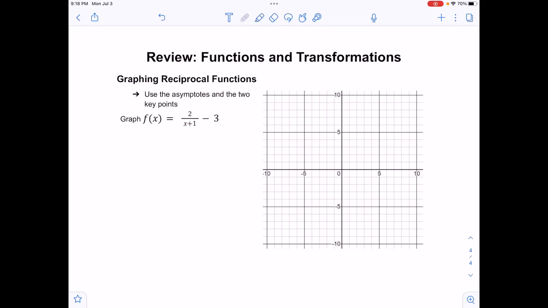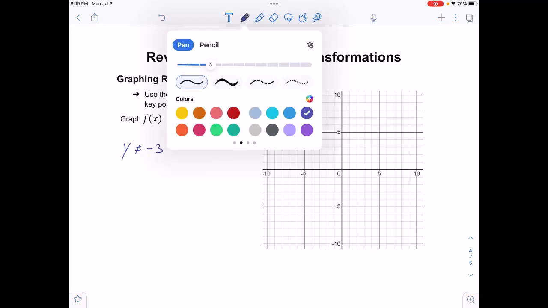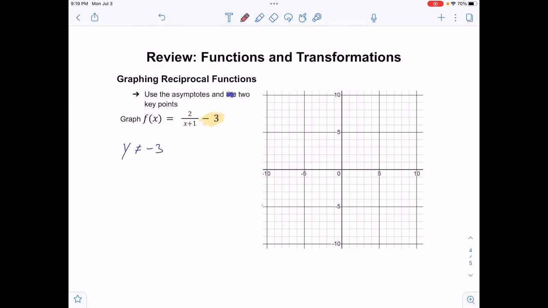Alrighty, our last function here before we are done with this lesson. Reciprocal functions, okay? We are going to be using both asymptotes, our horizontal asymptote and our vertical asymptote. And we are just going to be using 2 key points in order to help us graph, or really just one if you want. First and foremost, our asymptotes. We find our horizontal asymptote very similarly to how we found it for the exponential function, and it was at this point tagging along at the end there. So we know that y cannot equal -3, and I'm going to draw that guy in as a horizontal asymptote right here. Again, dashed lines.